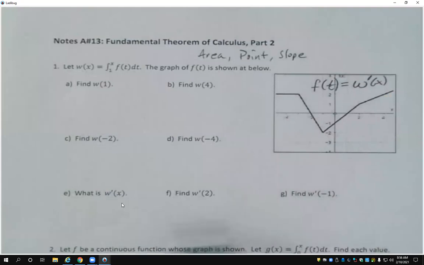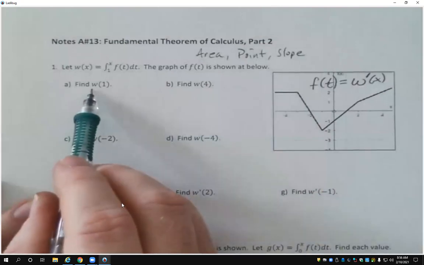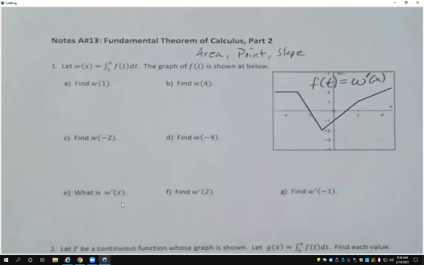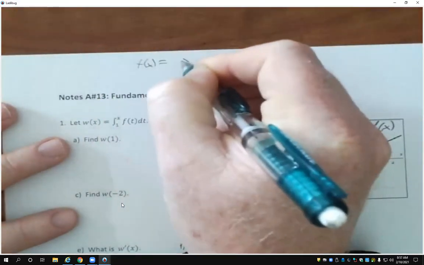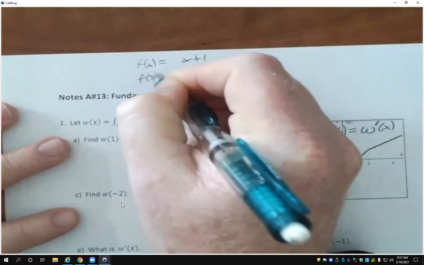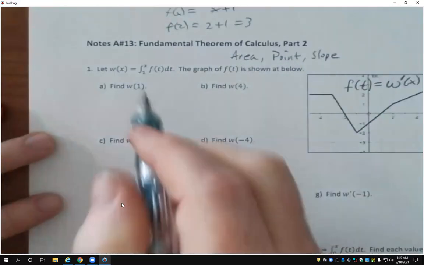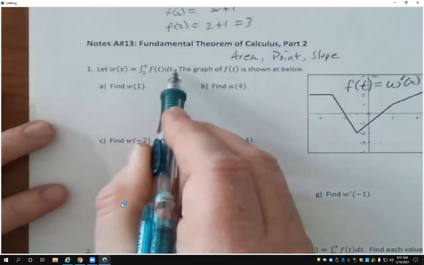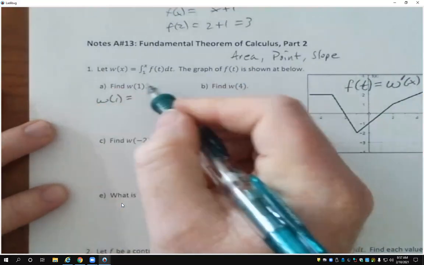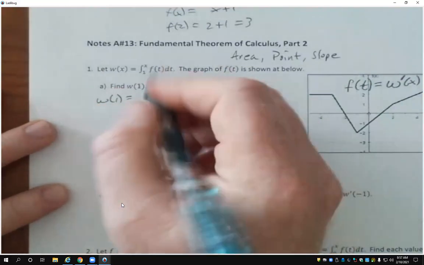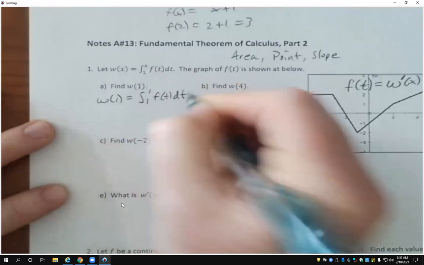And that's going to come into play when we get down in here, okay? So if we are asked to find W of 1, it's no different than going back to algebra where I say F of X is equal to X plus 1, find F of 2. You're just going to plug 2 into that function and you're going to get 3, okay? So if I am given W of X and I'm asked to find W of 1, I'm just saying W of 1 is equal to, and I'm going to plug a 1 into my X. So it's the integral from 1 to 1 of F of T dt.